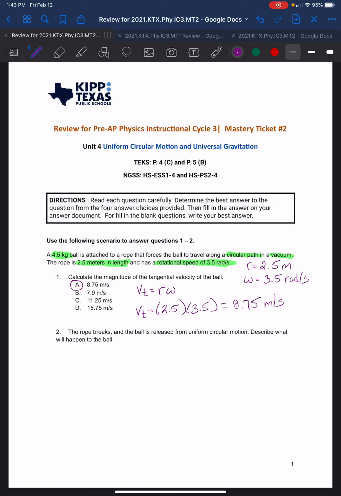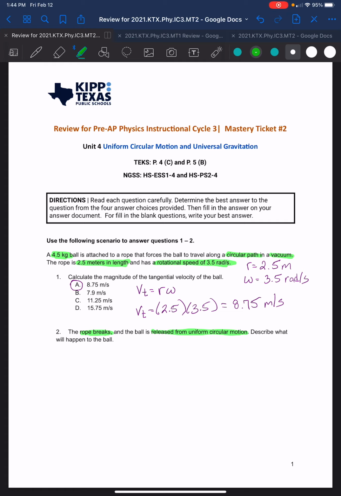Number 2 says the ball breaks. So I'll just highlight that. The ball breaks, and the ball is released from the uniform circular motion. Describe what will happen to the ball. Well, if you remember back to the video we watched with the primitive weapon specialist that made the sling, he twirled it around, and then finally when he released the rock, it flew off in a straight line parallel to whatever the tangential velocity was. And essentially, that is our answer here.